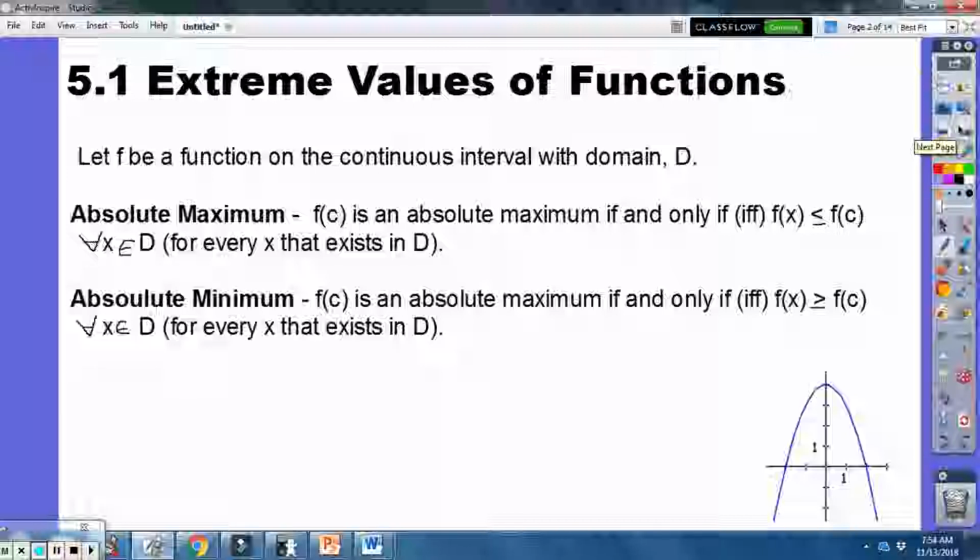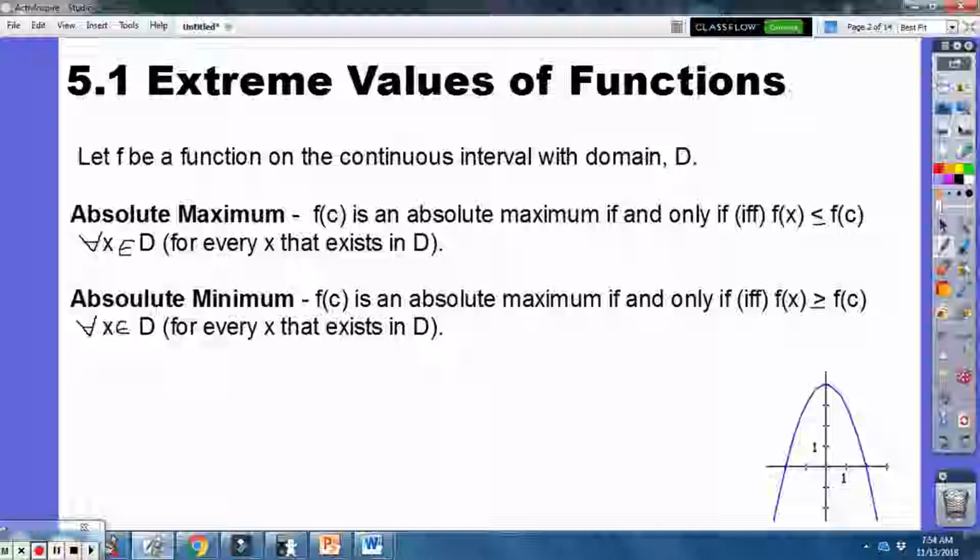So our first thing we have to consider here is a couple definitions. We have extreme values. Those are going to be the max or min of a function. The maximum is just the greatest point of the entire function. The minimum is just the minimum point of the entire function.